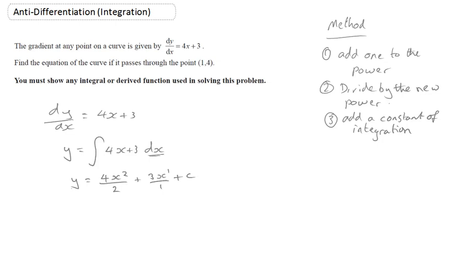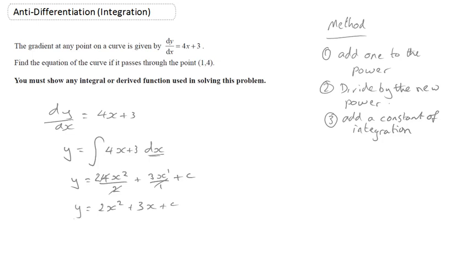Now, of course, I can neaten that up because 4 divided by 2 is 2. 3 divided by 1 is 3. So I get y equals 2x squared plus 3x plus my constant.